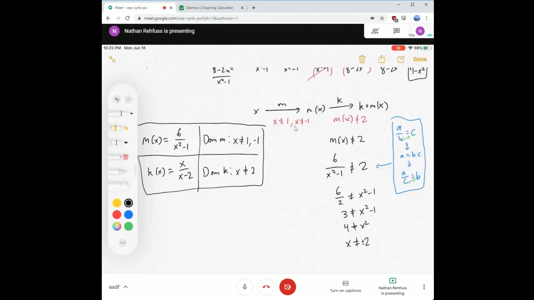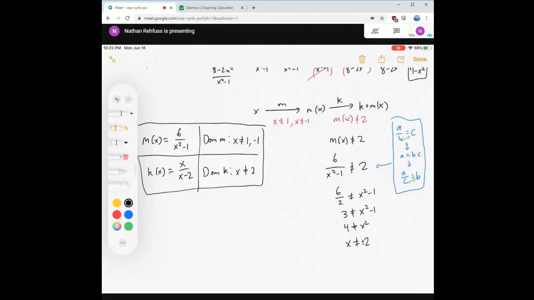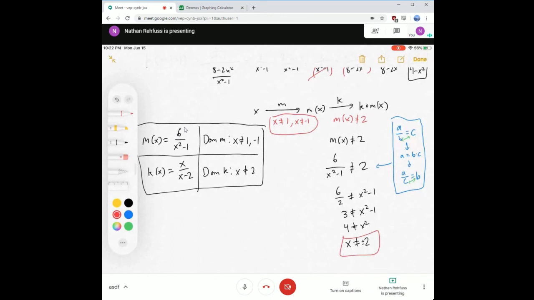So in the end, there are 4 numbers that break the process. If I plug in a 1 or a negative 1, it breaks m. If I plug in a 2 or a negative 2, it goes into m just fine. So m of 2 is 6 over 4 minus 1. That's 6 over 3, which is 2. M of negative 2 is 6 over negative 2 squared minus 1, which is also positive 2. So if I plug in either of these numbers, they go into m just fine, but they produce a 2, which breaks k.